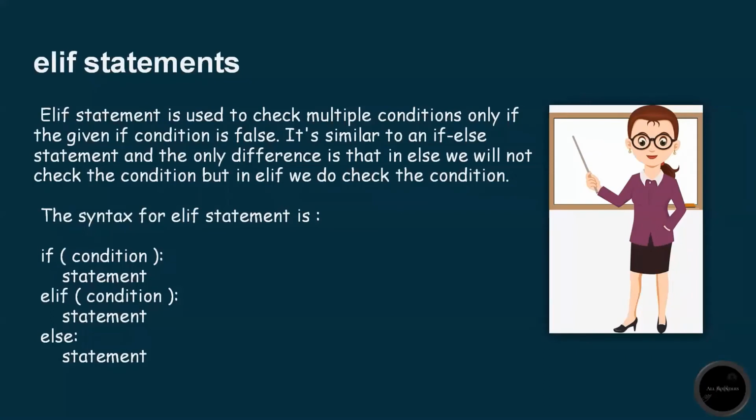Now the elif statement. The elif statement is used to check multiple conditions only if the given if condition is false. It's similar to an if else statement, and the only difference is that in else we will not check a condition, but in elif we do check the condition. The syntax for the elif statement is: if condition, then statement, then elif condition, then another statement, then the else block. If you have worked with Java and C++, there you can see that else if works similar to elif statements, and in Python we do not call it else if, we call it elif. So that was about elif statements.